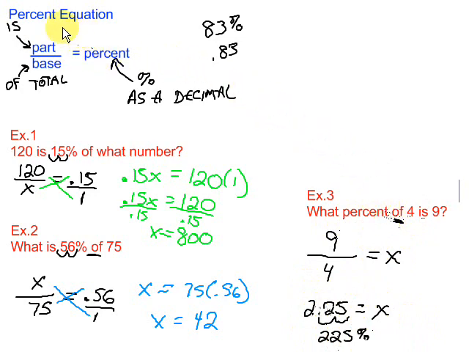The percent equation, very, very similar to the percent proportion. The big difference is that the percent in this case is written as a decimal. And to change a percent into a decimal, we move the decimal 2 spots to the left. To change a decimal to a percent, 2 spots to the right.